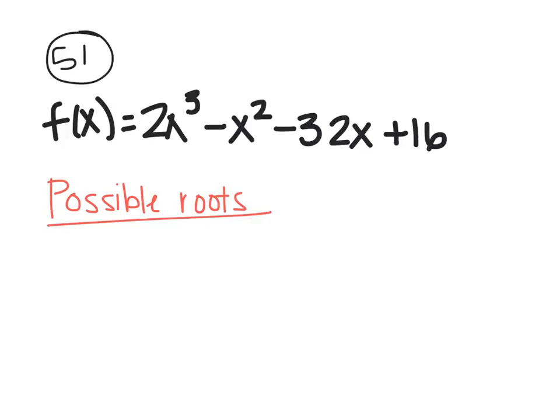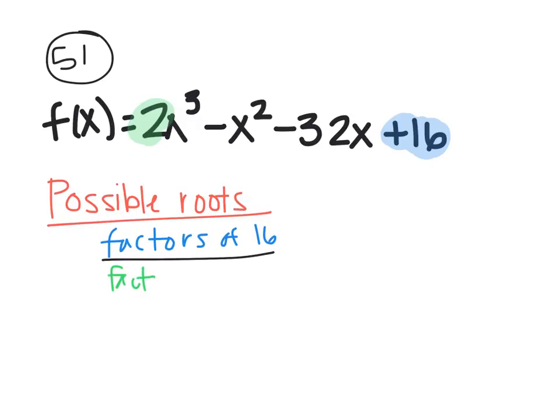So to find our possible roots, we are just worried about two numbers. We're worried about 16 and we are worried about 2. So all of our possible roots come from two things. It comes from the factors of 16 divided by the factors of 2. So we have to figure out all of our factors of 16, all of our factors of 2, and then we have to divide them, and that just gives us our possible roots. That gives us the possible rational roots.